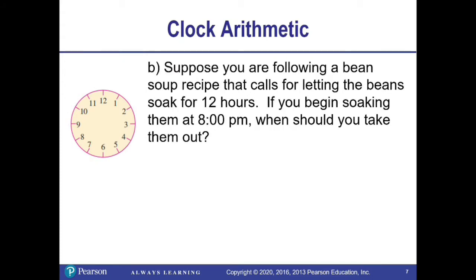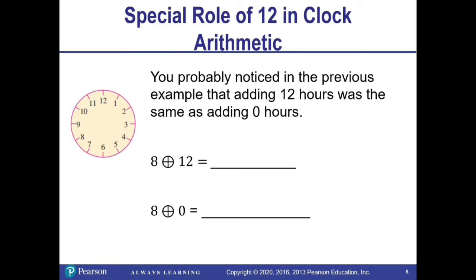Suppose you're following a bean soup recipe that calls for letting the beans soak for 12 hours. We begin soaking the beans at 8 at night. So when should we take out the beans? I'm going to start by writing my problem. So I write 8, use our symbol for the clock arithmetic, and 12 equals what? I start at 8, and I'm going to count around 12 hours on the face of the clock. Now notice when I count around 12 hours, I end up back at 8. But I've crossed midnight, so this would be 8 a.m. now.